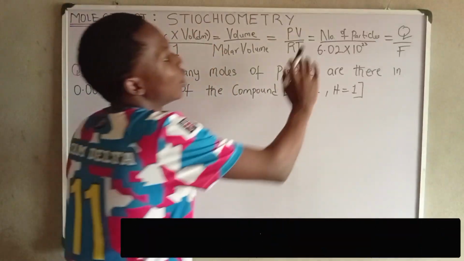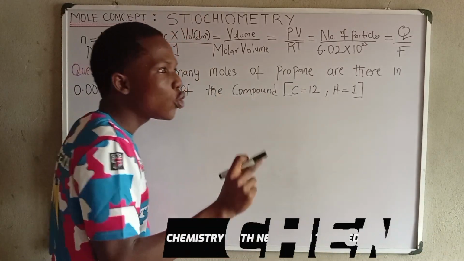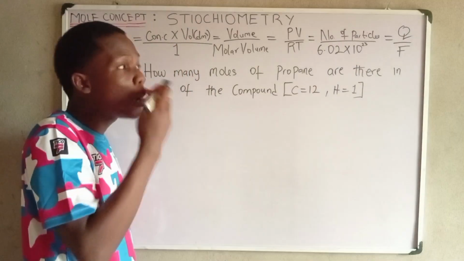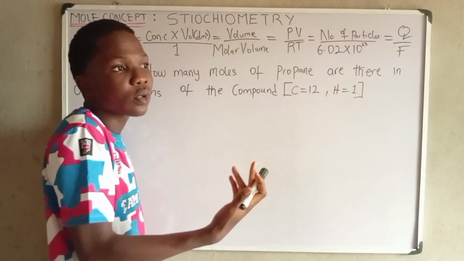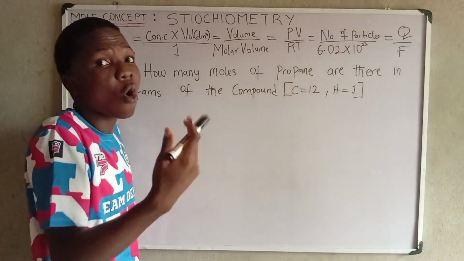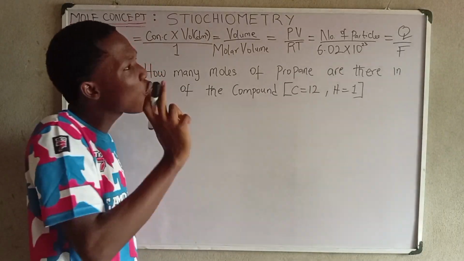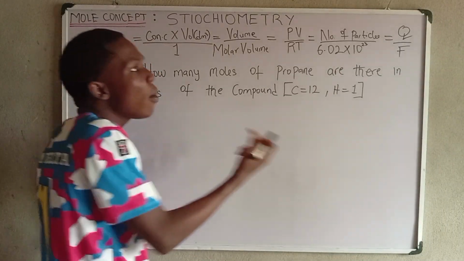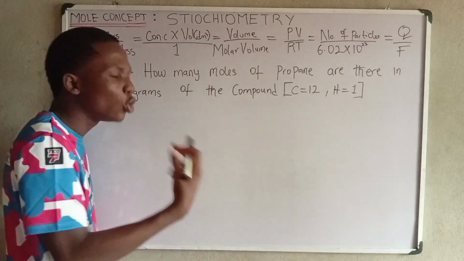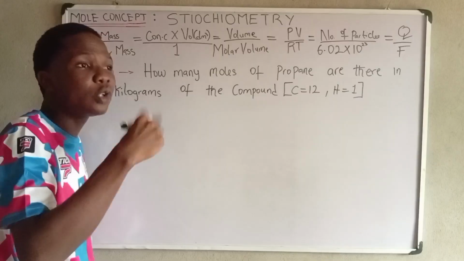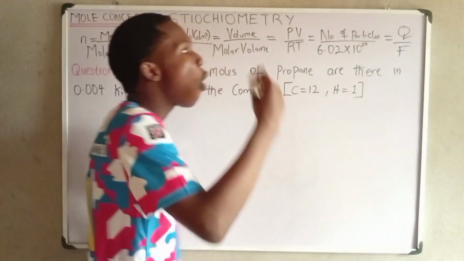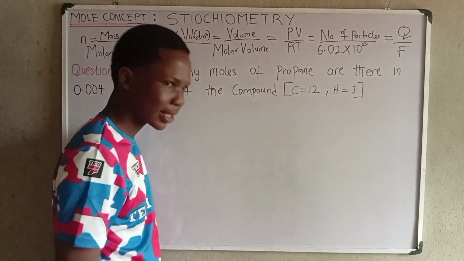Okay, so now number of particles can also be what? When we mean number of particles, we mean number of atoms or number of molecules or number of ions. So in your question, if you don't see find the number of particles, you will see find the number of atoms. If you don't see find the number of atoms, you will see find the number of molecules or find the number of ions.